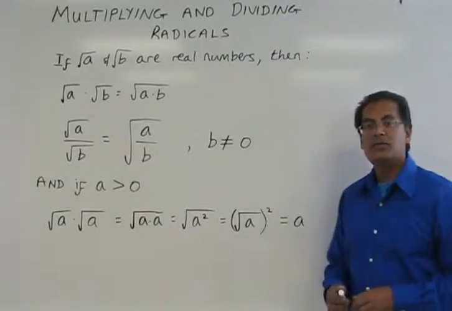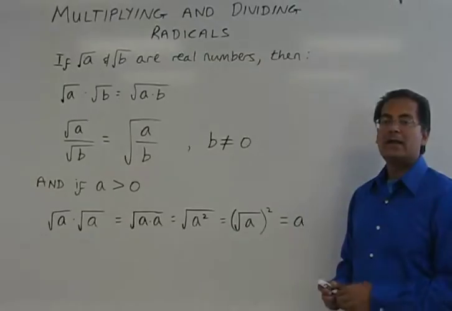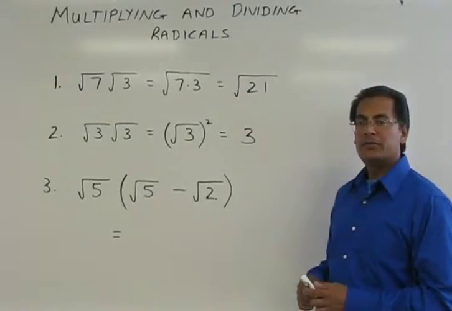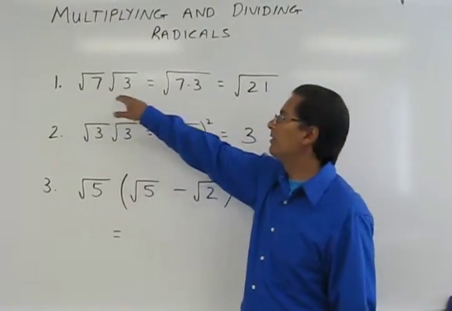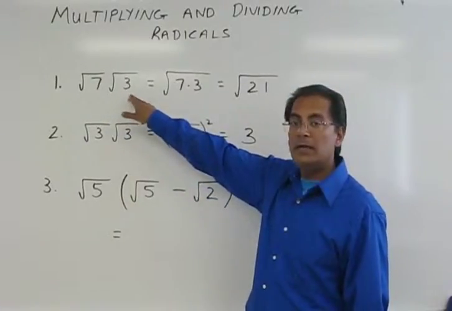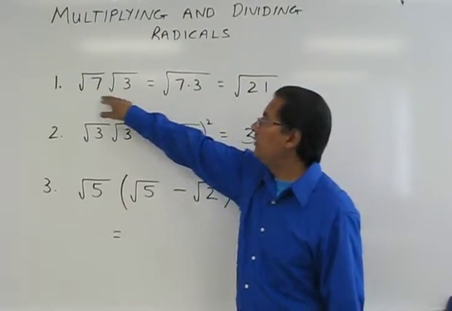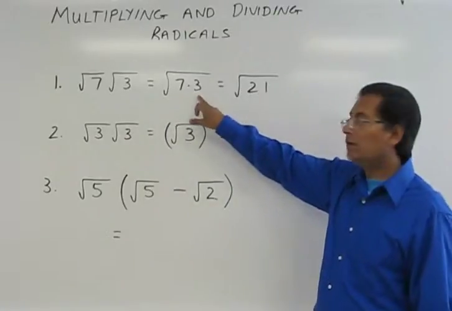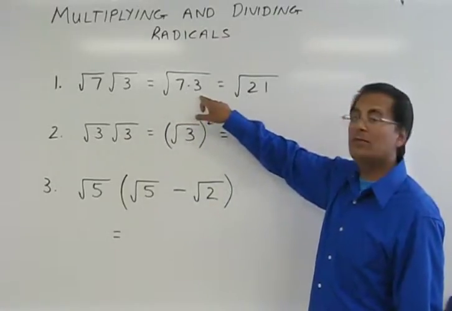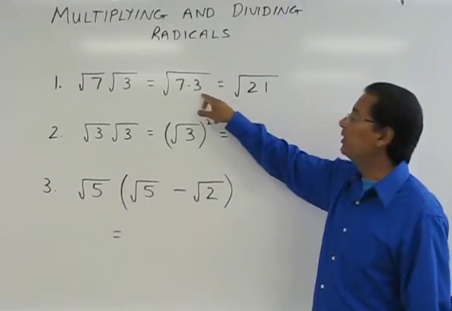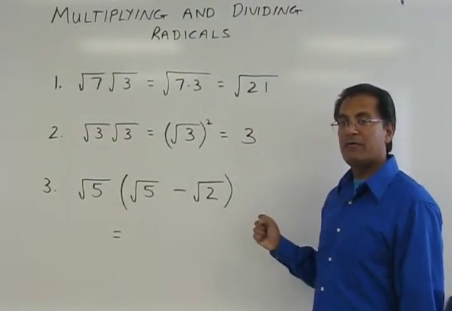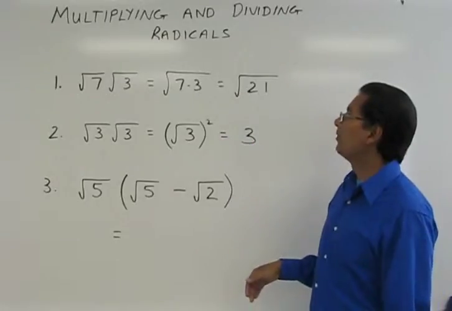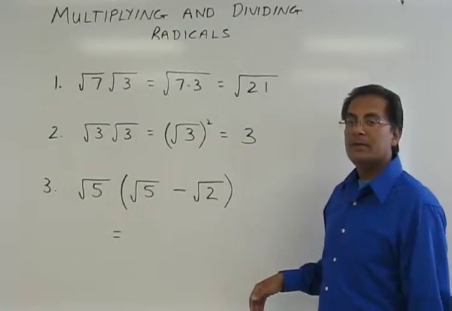Okay, let's get to multiplying some radicals. Let's take some simple examples to begin with. Supposing I want to multiply the square root of 7 times the square root of 3. Well, we can combine the 7 and 3 underneath the root. So we have the square root of 7 times 3, and 7 times 3 is 21, so we have the square root of 21. So this is kind of the reverse of simplifying radicals. We're going the other way, we're breaking it apart.